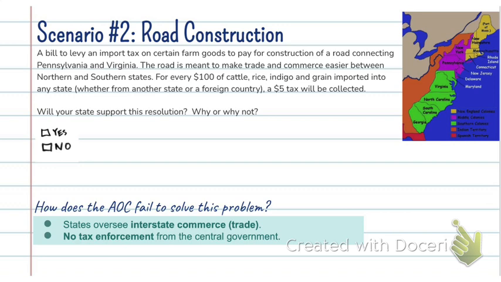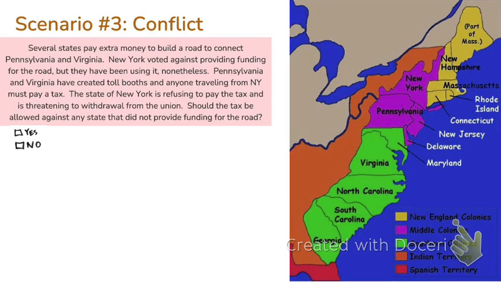So Virginia and Pennsylvania, they want the road. So they're going to build it anyway. All right. So scenario 3, they built the road. Now they're telling all of the states, specifically New York, because New York, where are you at? You have been sneaking onto their road. You voted against the tax, but you're using the road. So Pennsylvania and Virginia, they are now making you pay a toll, and you're refusing to do it.